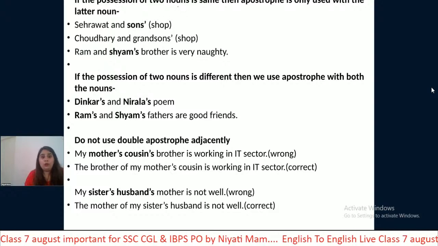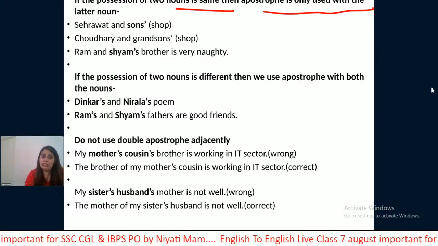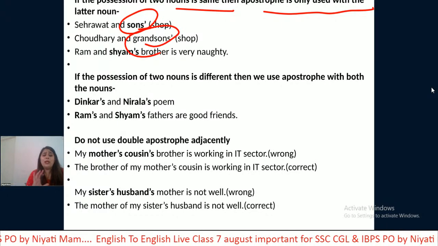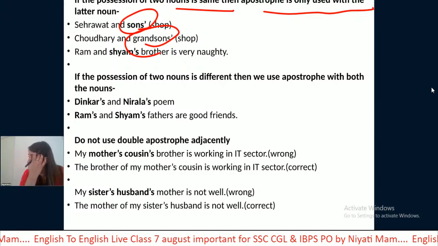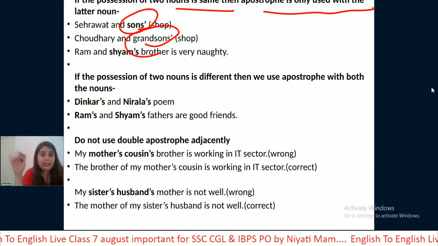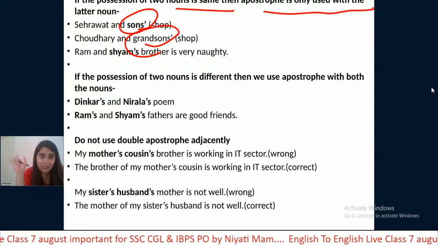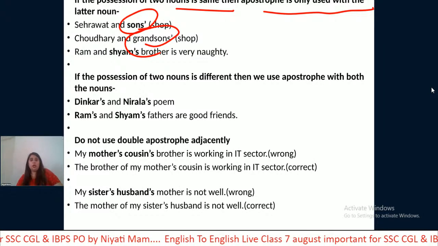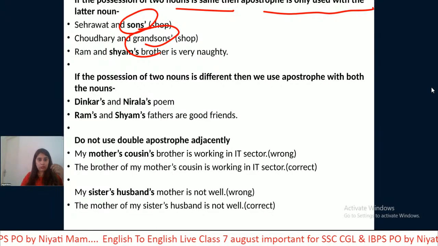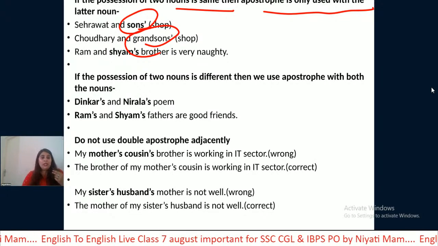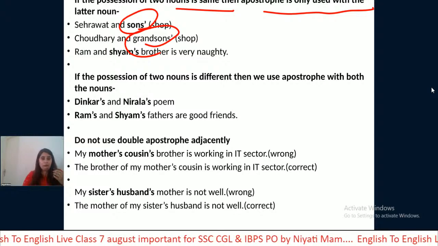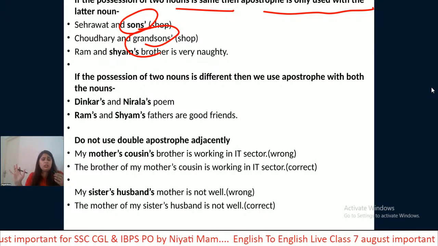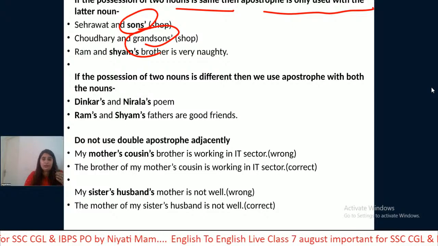If the possession of two nouns is the same, then apostrophe is only used with the latter noun. Sehrawat and Son, Chaudhary and Grandsons. This is a very common thing which you generally find written on shops, like Sehrawat and Sons, Chaudhary and Grandsons. Ram and Sham's brother is very naughty. If the possession of two nouns is different, then we use apostrophe with both the nouns. Dinkar's and Nirala's poems, Ram's and Sham's fathers are good friends. See, Dinkar was a different poet, Nirala was a different poet. So, in that case, do not use double apostrophe adjacently.